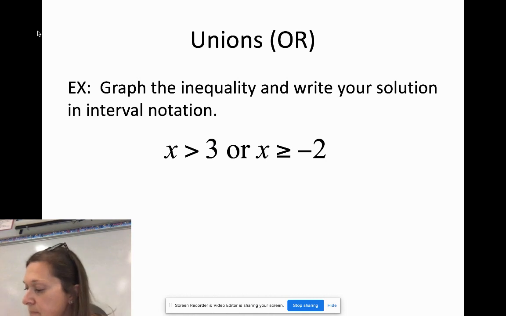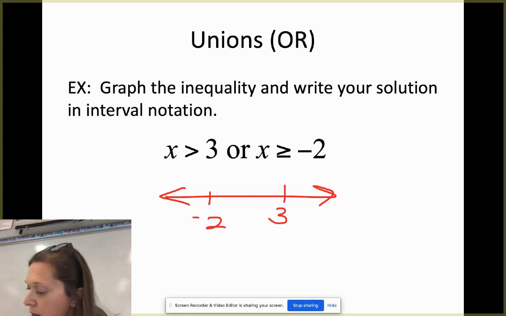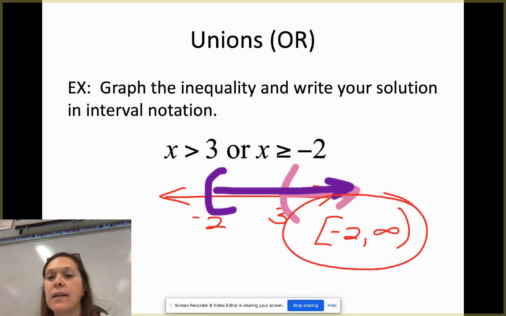All right, let's flip it. Negative 2 on the left, 3 on the right. For our pink, we're going to do this way. For our purple bracket, going this way. So again, here's another one of those scenarios. If it was an and, we would go from 3 up, but because it's an or, if we're greater than or equal to 3, then we're definitely already greater than or equal to negative 2. So my furthest left is negative 2, and we're going to infinity. There's a square bracket on negative 2 because of the equal sign.